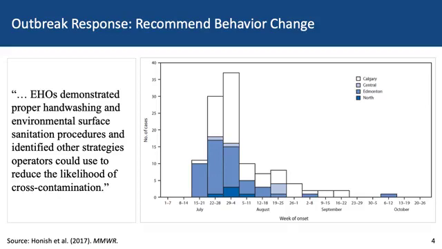Here, in response, health officers demonstrated proper hand washing and environmental surface sanitation procedures and identified other strategies that operators could use to reduce the likelihood of cross-contamination. That is, they tried to change behaviors at food processing facilities to prevent a future outbreak.